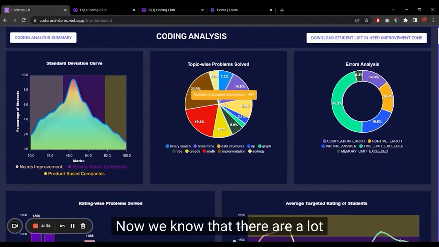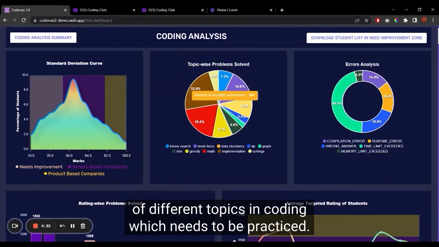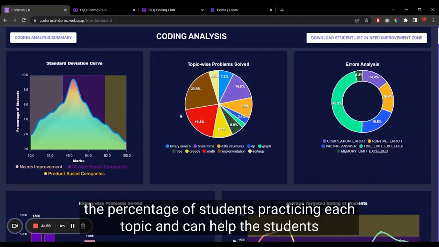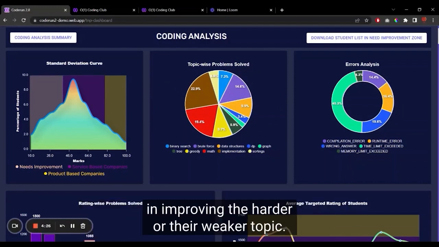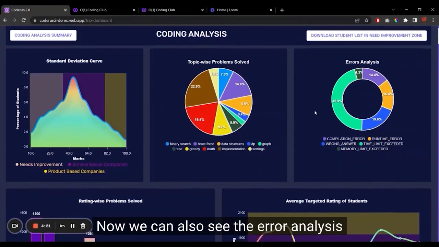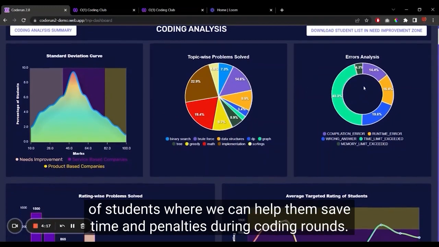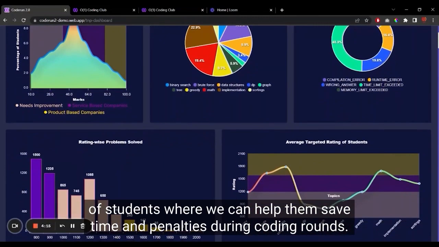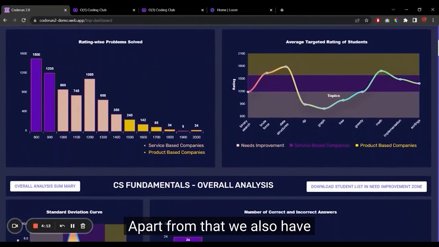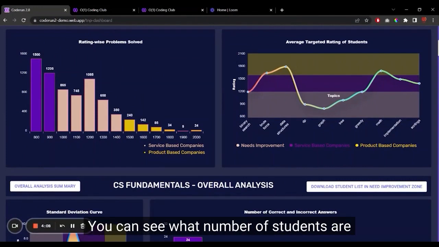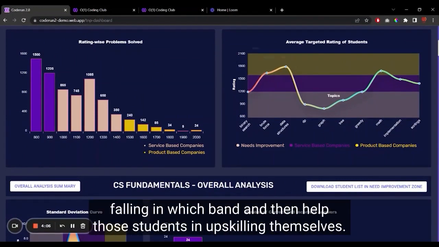Now, we know that there are a lot of different topics in coding which need to be practiced. In this pie chart, you can see the percentage of students practicing each topic and can help the students in improving their harder or weaker topics. We can also see the error analysis of students, where we can help them save time and penalties during coding rounds. Apart from that, we also have rating wise problem solved, which again falls in 3 bands. You can see what number of students are falling in which band and then help those students in upskilling themselves.